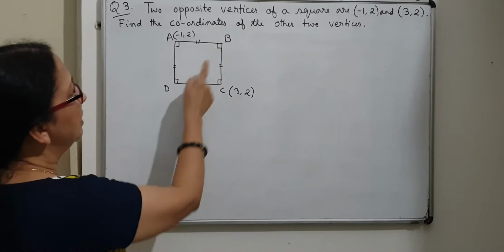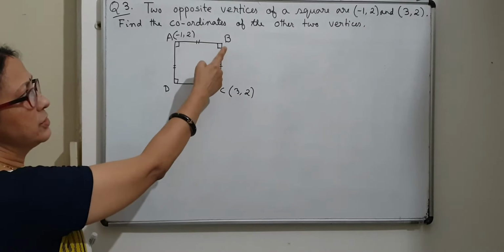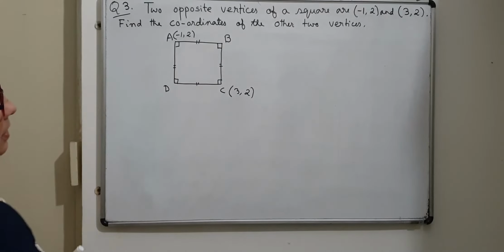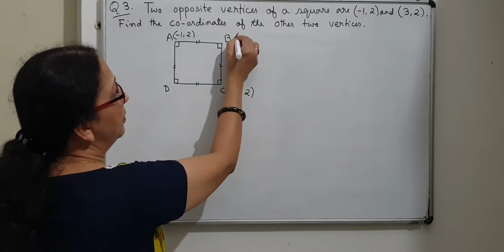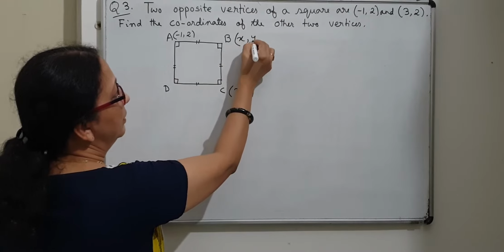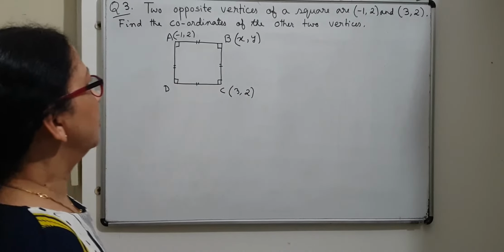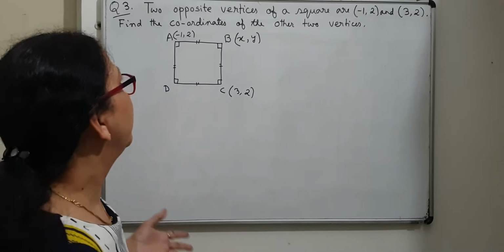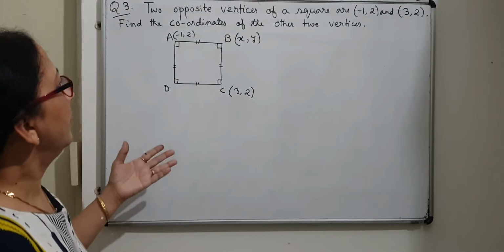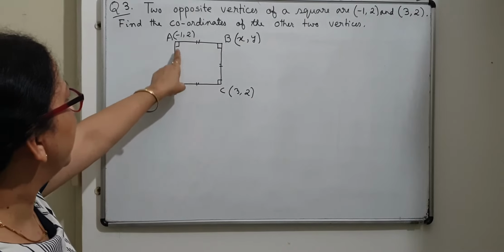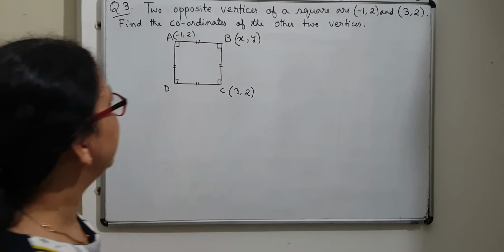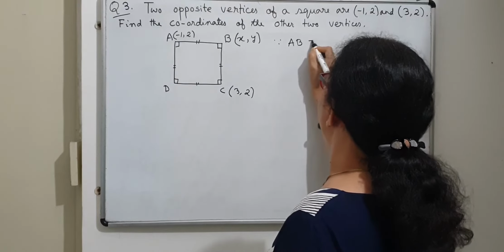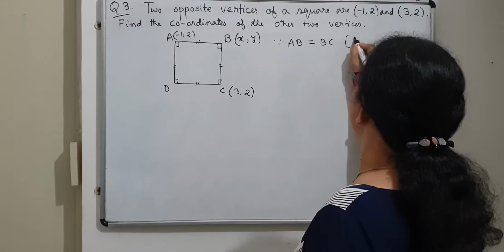Now we have to find the coordinates of the other two vertices, that is, the coordinates of point B and point D. Okay. So now let's first take B. Let the coordinates of B be x and y. Again here we have to use the properties of a square to get the equations. So let me first take AB is equal to BC, since these are the sides of the square.